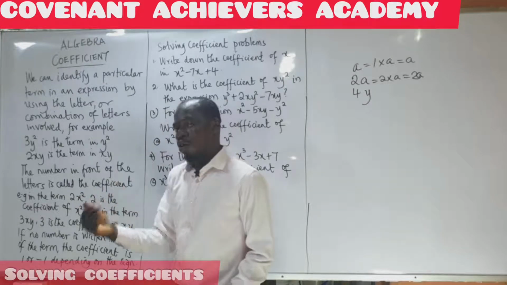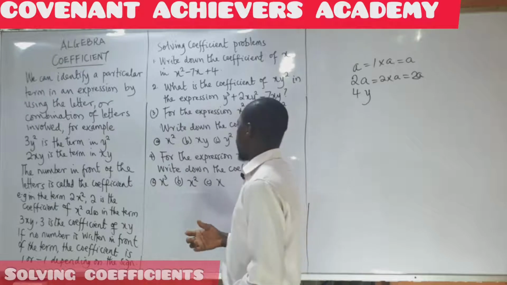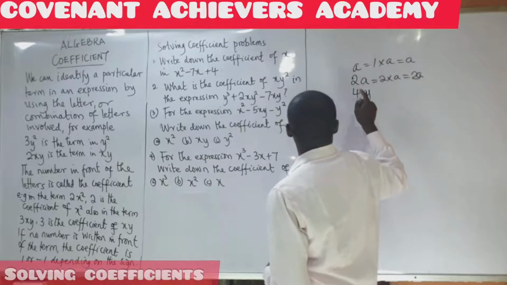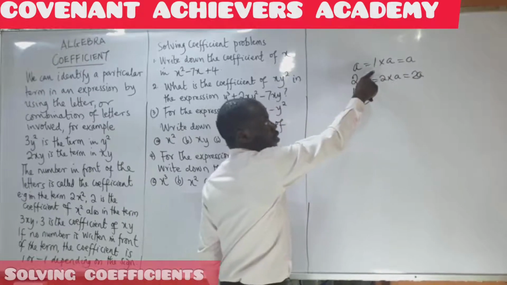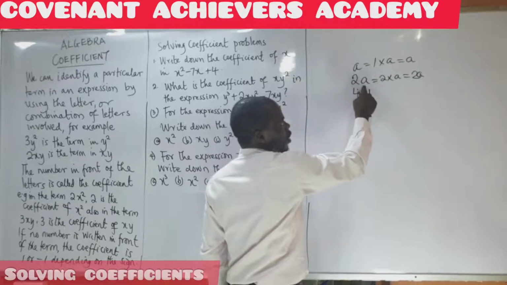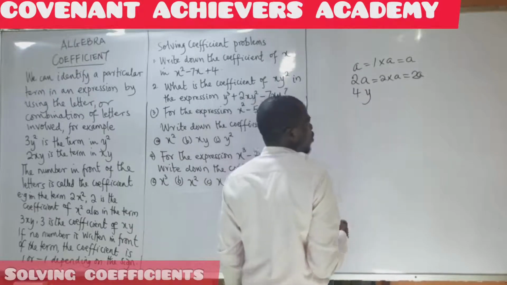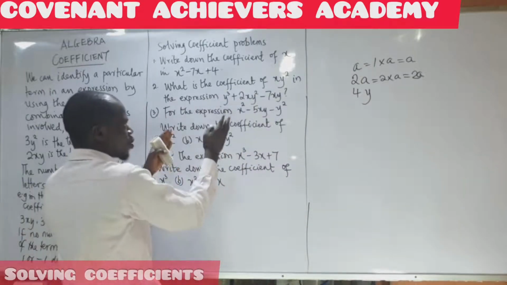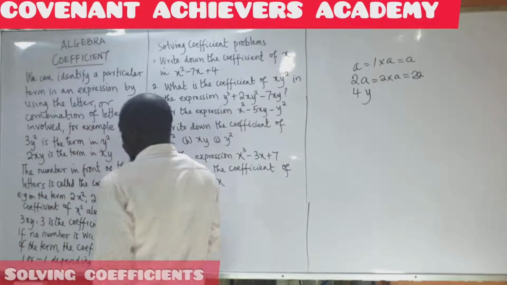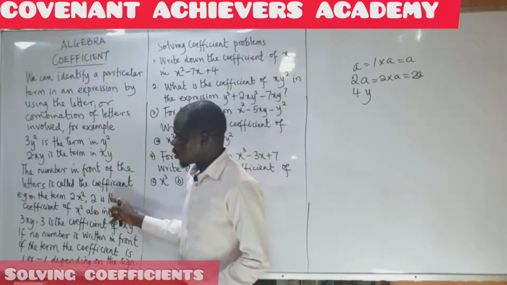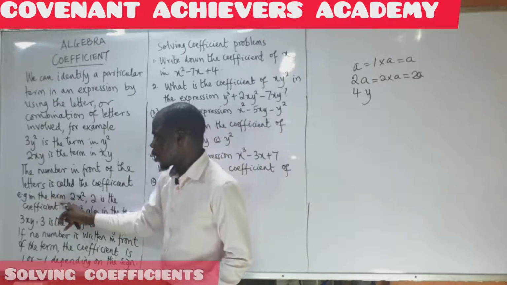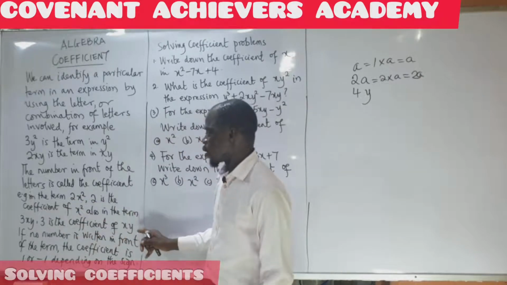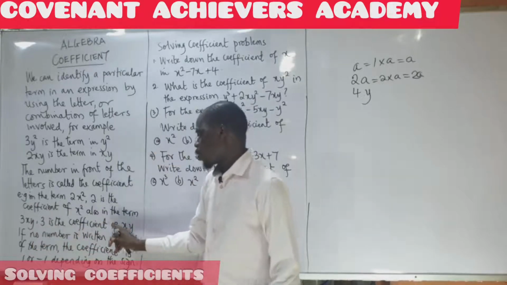Coefficient is simply the number before the letter, because this is an algebraic expression, and here we are having the numbers and the letters. The numbers here are what we now refer to as the coefficient, and that is what we want to solve in the question that we have here. For example, in the term 2x squared, 2 is the coefficient of x squared. Also in the term 3xy, 3 is the coefficient of xy.